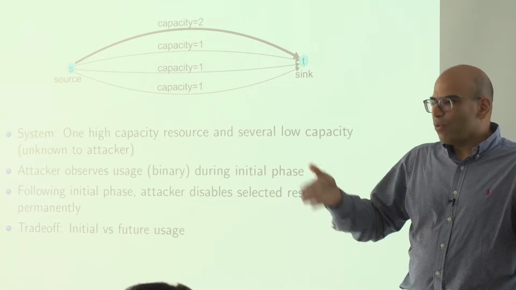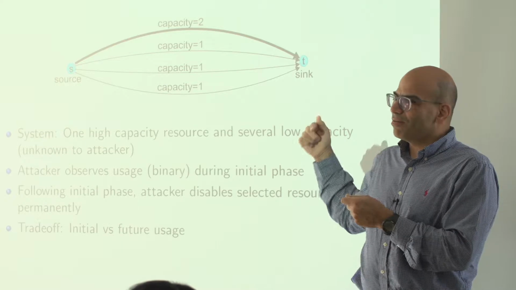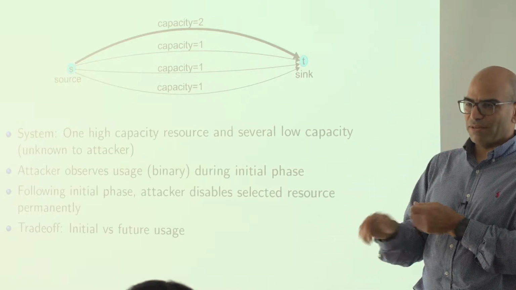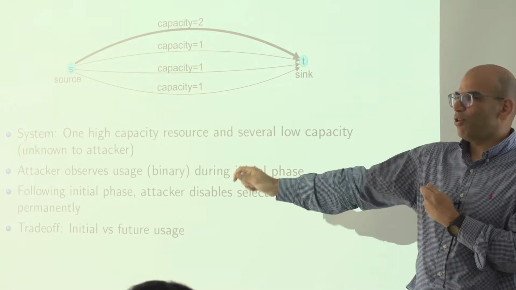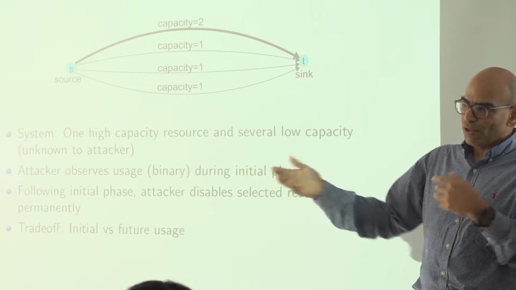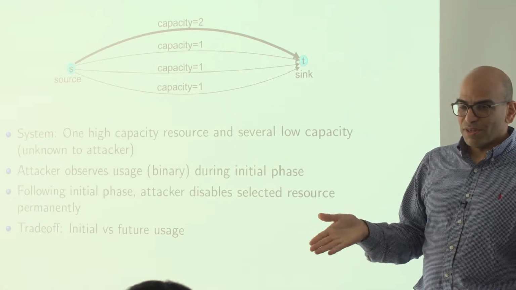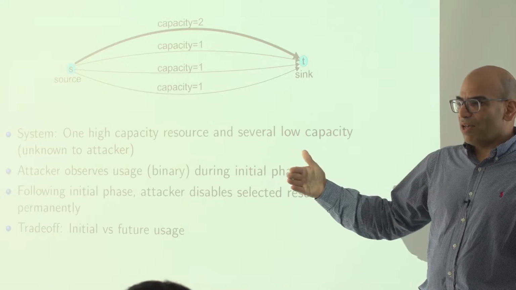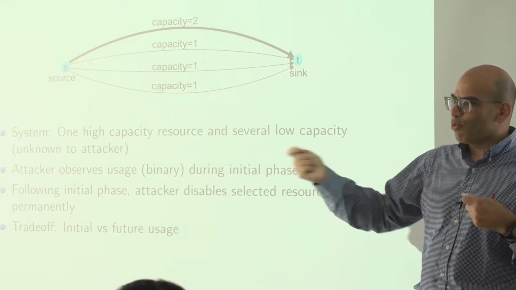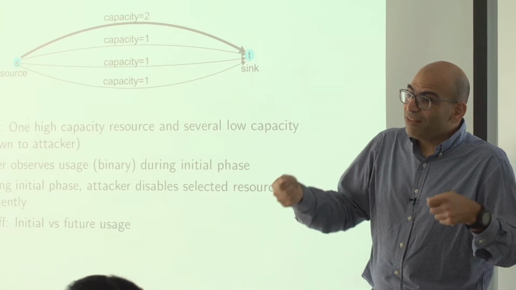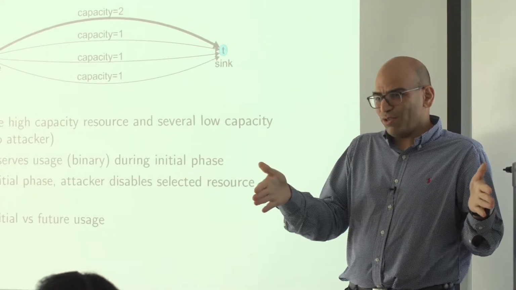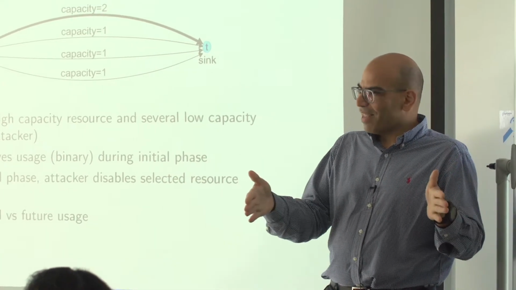But then at the end of the week, let's say, the attacker kills one of my channels, destroys one of my channels. And now I have to use whatever's left. So the question to you is, what would you do? You're interested in throughput. So you're incentivized to use the high capacity channel during the week. But what's the downside of that?